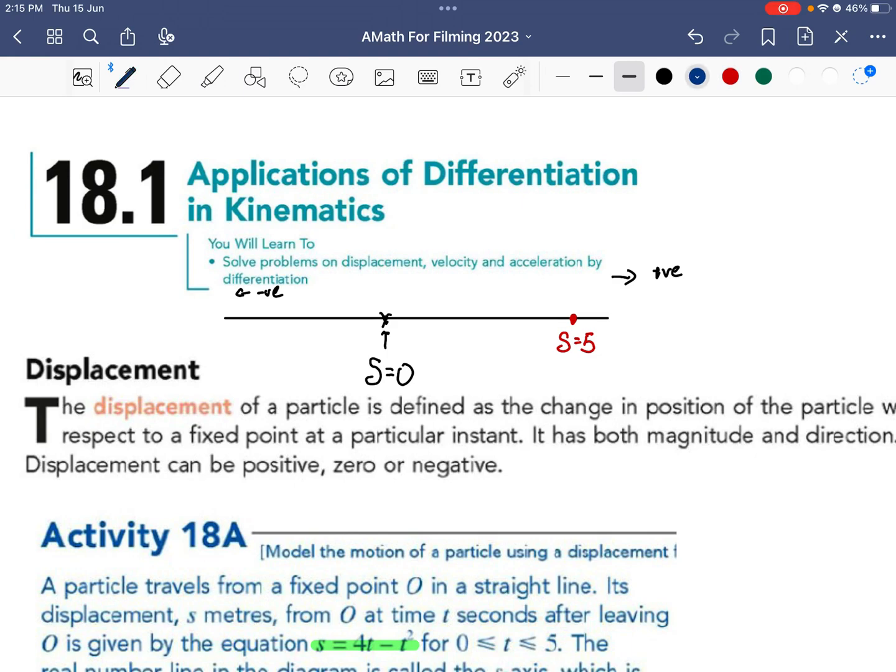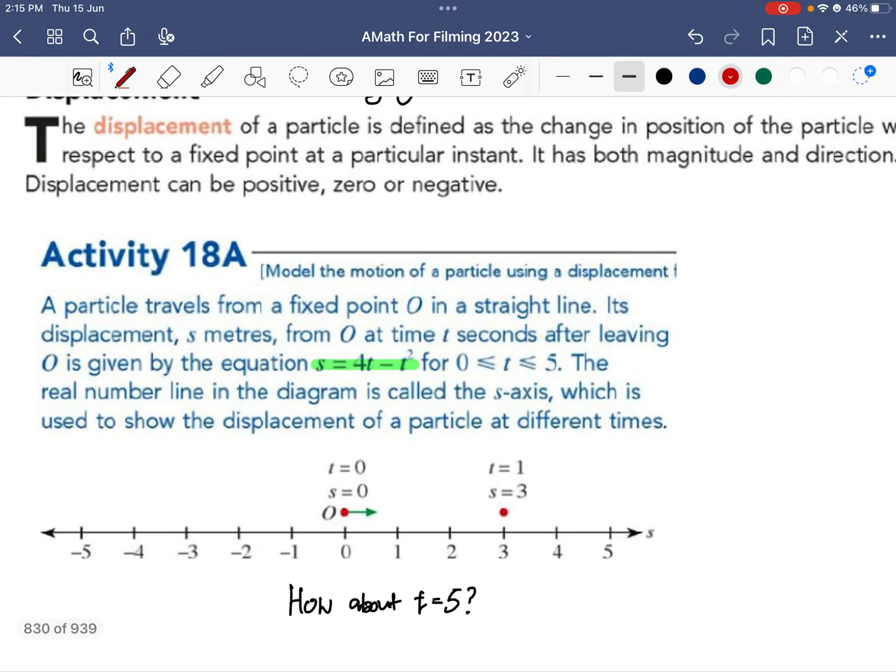But let's say the particle now travels to the left of the initial point and ends up here, and the displacement now is, let's say, s equals -1 cm. So the displacement is relative to the initial point. We have to define where the initial point is, and how far away it is, whether it is to the right or to the left, which will determine the displacement of a particle.